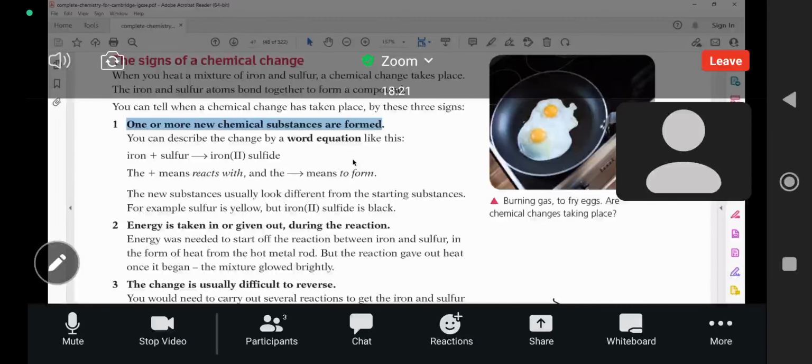After that, you can write like this. In word equation, for example, this. And then symbol equation, for example, writing this. First one is word equation.